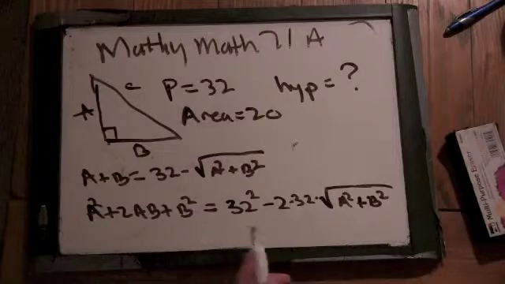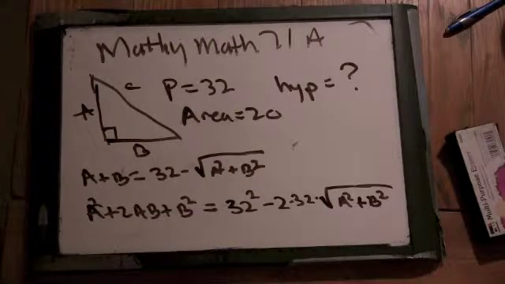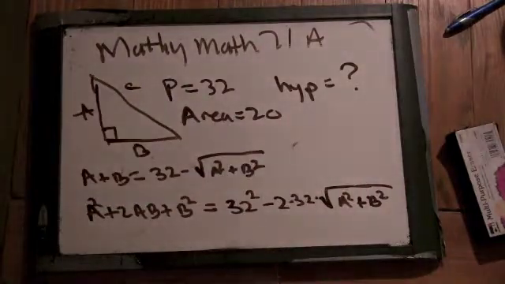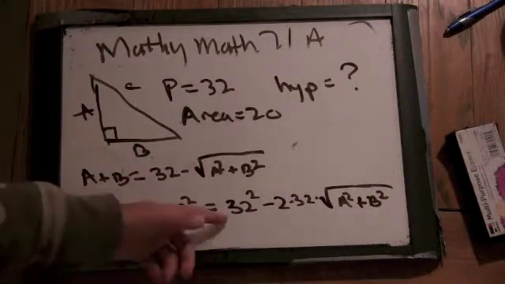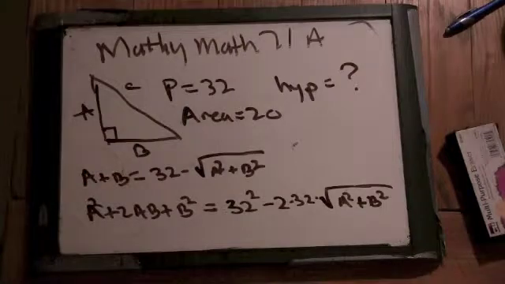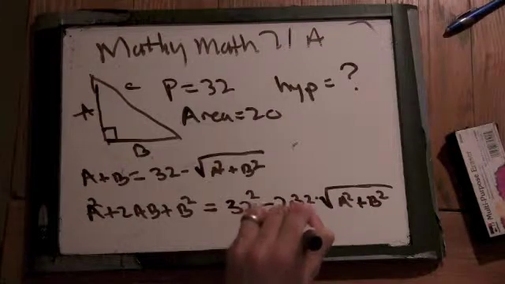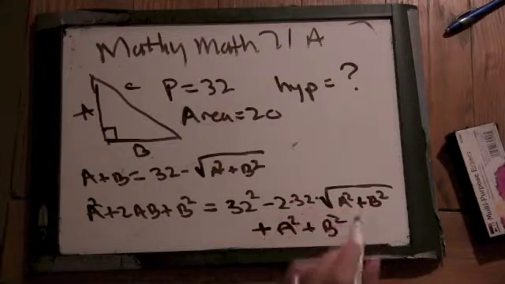So what is the thing when you multiply it all up? Say it right from the beginning, starting with 32 squared. So 32 squared minus 64 times the square root of A squared plus B squared. And then plus A squared plus B squared. You didn't say the plus last time, so I wanted to make sure you knew that was a plus.